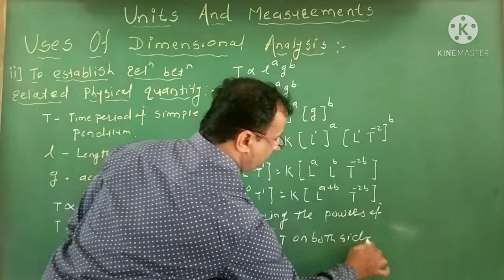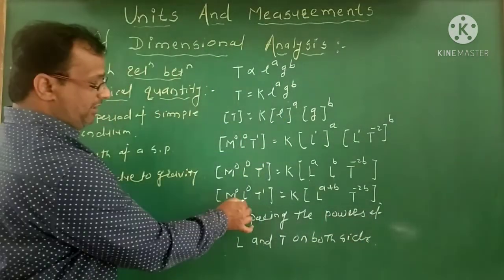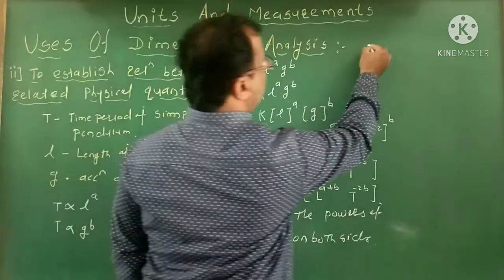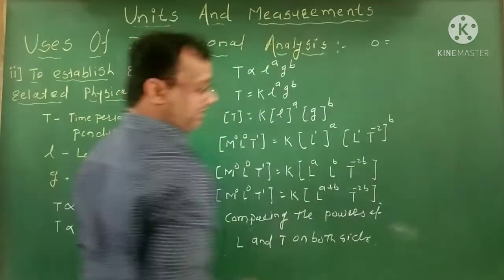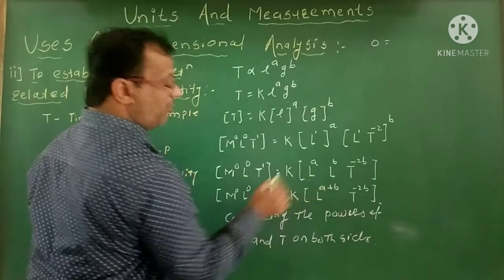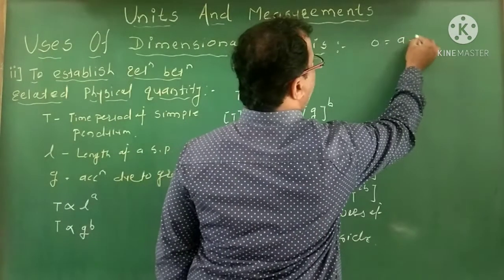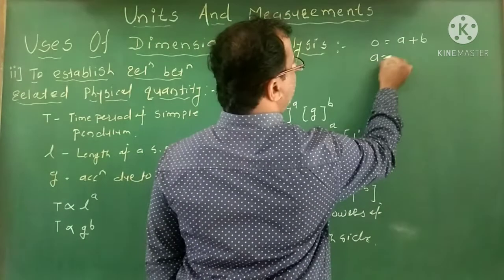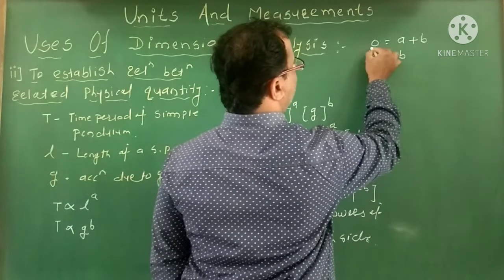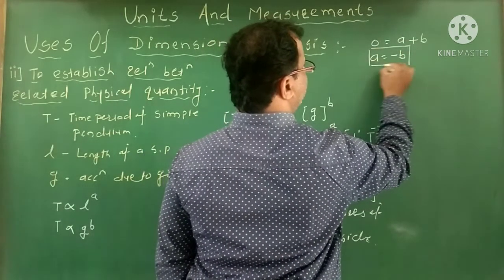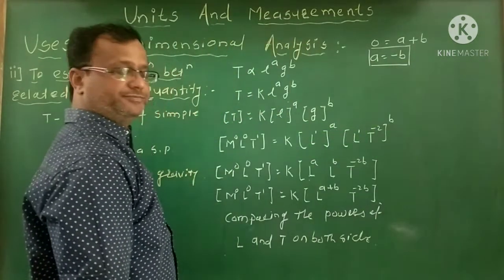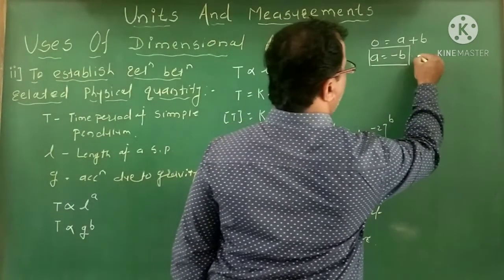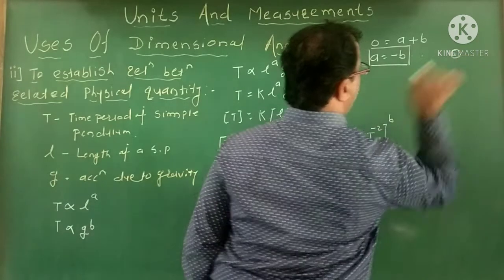So what do we get there? Here the power of L is 0, which is equal to the power of L on the other side, which is simply a plus b. So from that what do we get? a is equal to minus b. We get this relation. Right? Suppose this will be equation number 1.